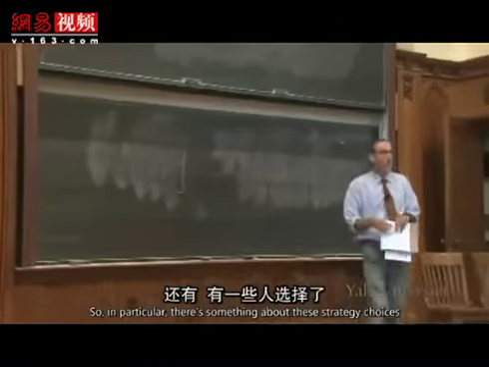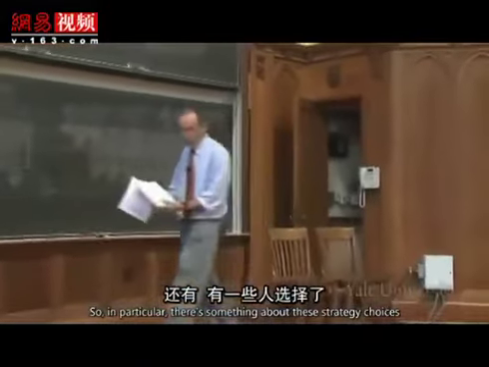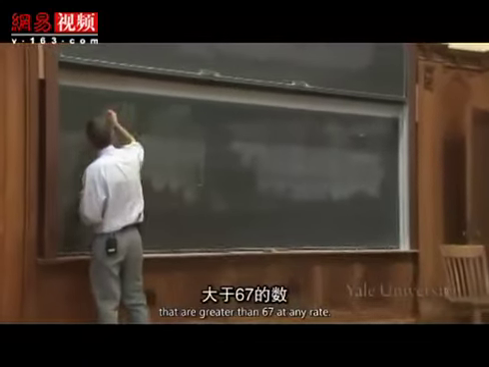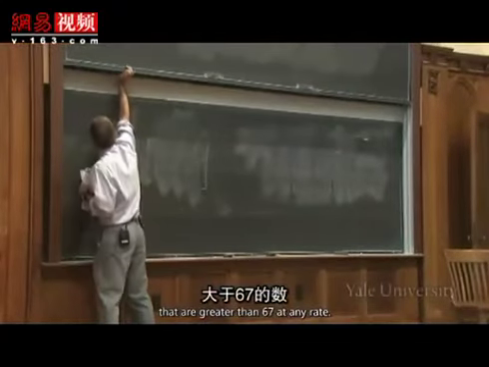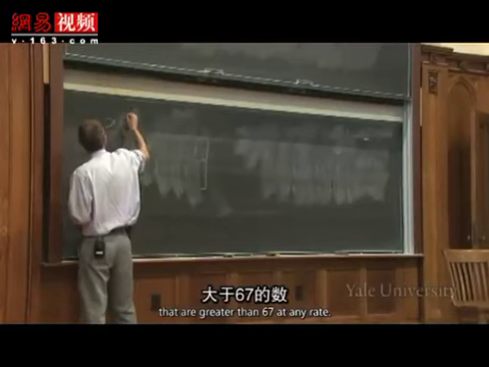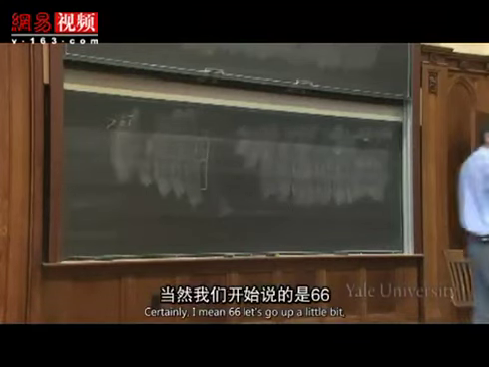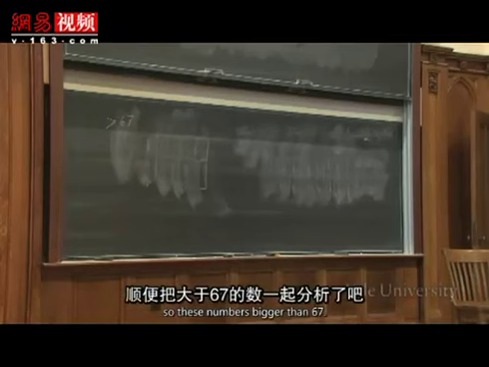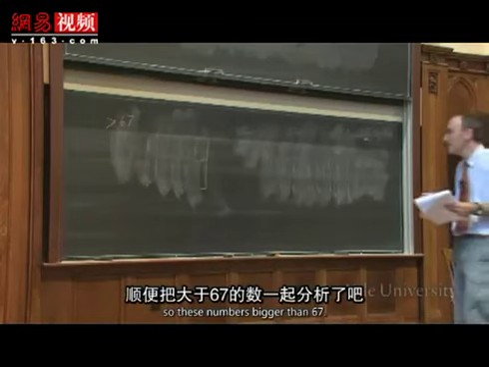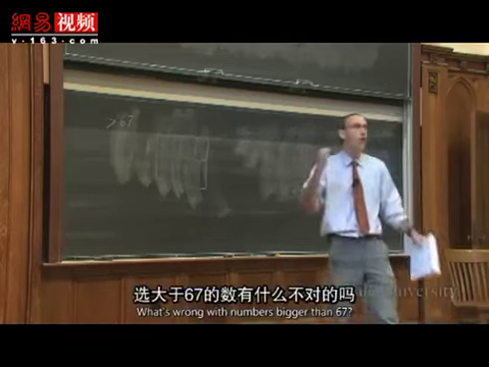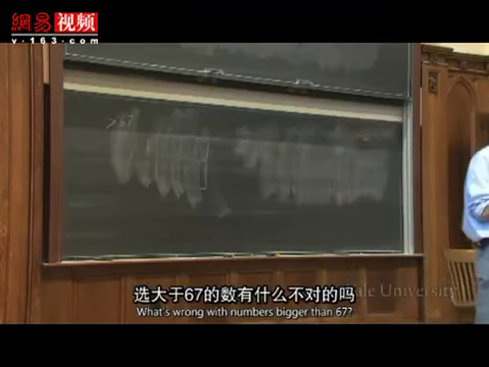All right. So in particular, there's something about these strategy choices that are greater than 67 at any rate. Certainly 66. Let's go up a little bit. So these numbers bigger than 67. What's wrong with numbers bigger than 67?